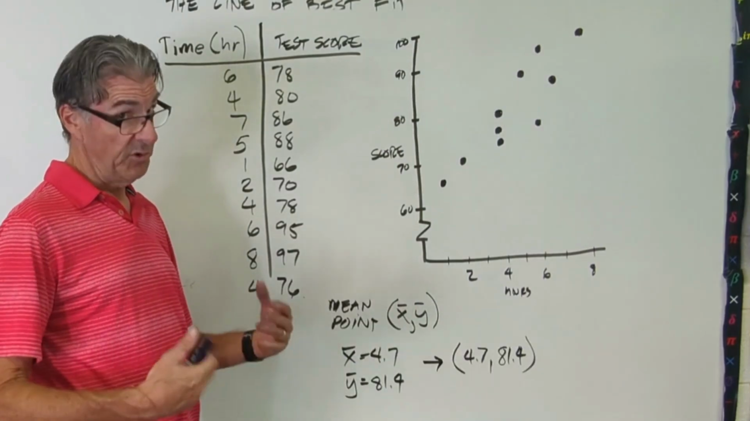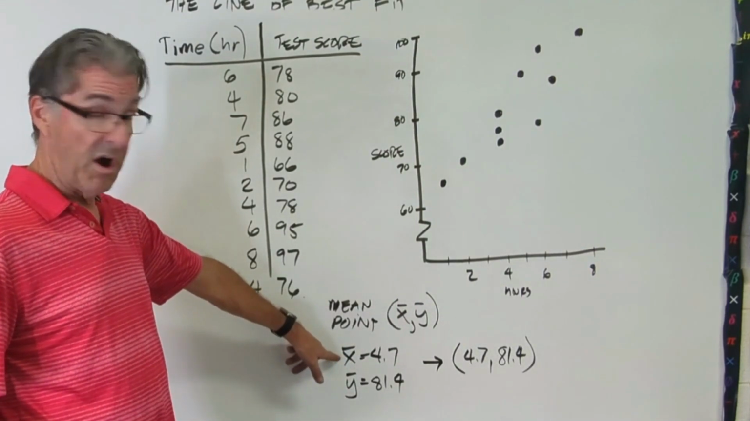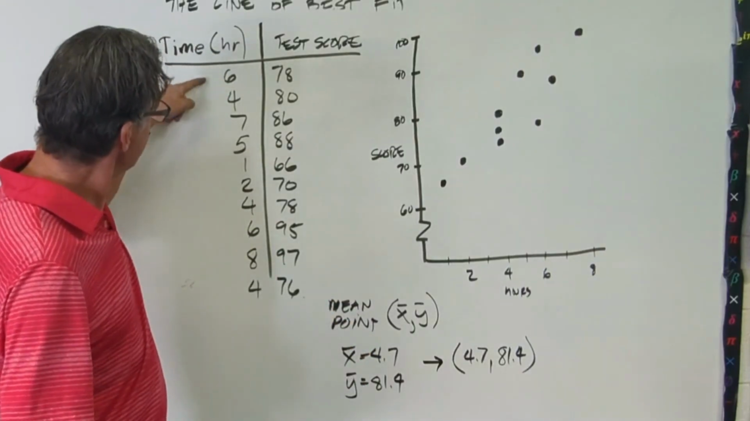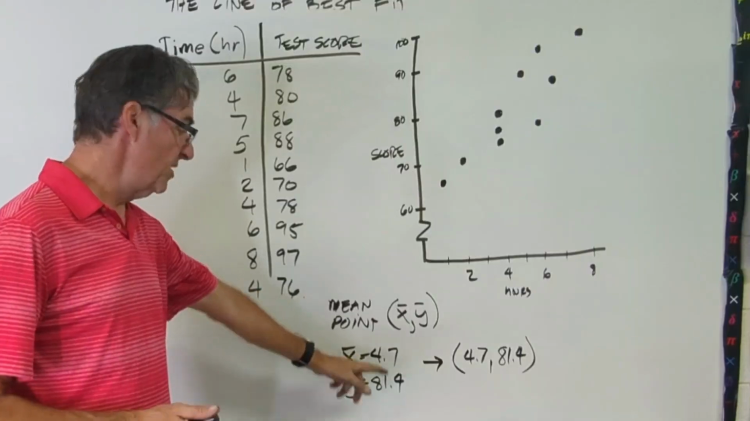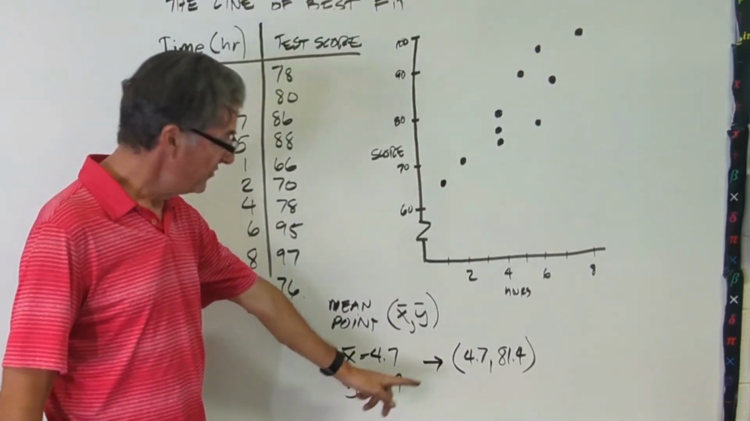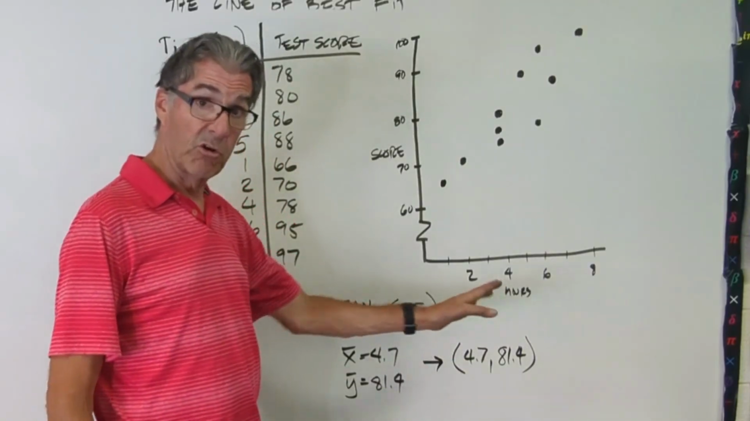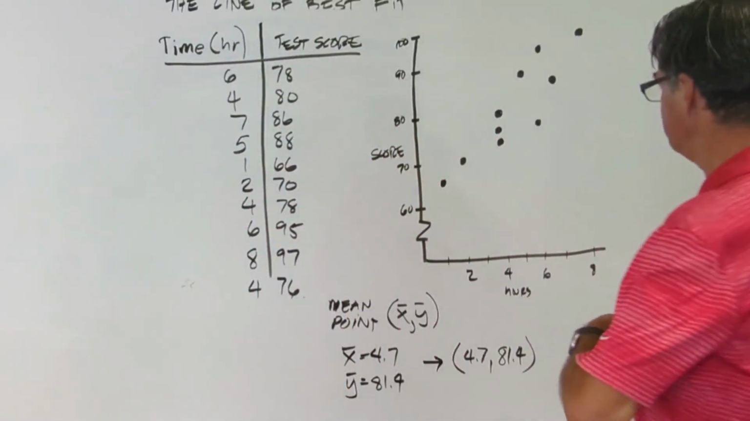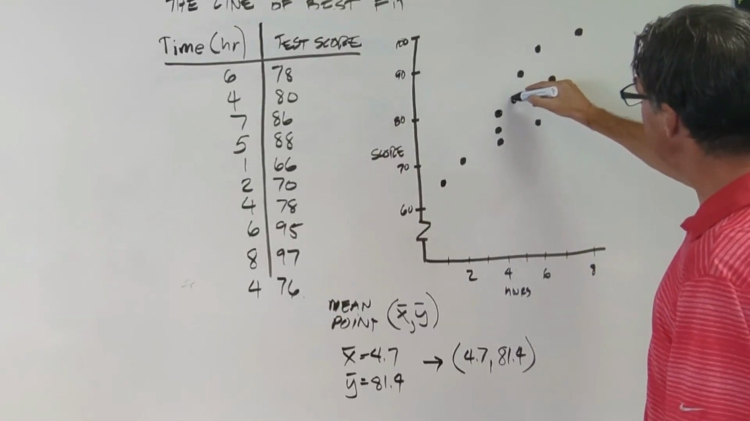So what I did is I just pulled out my calculator and did my calc on my x bar, and I got 4.7 for the average of the time spent. So the average time spent studying was 4.7 hours, and then the average test score was 81.4. So the mean point is this, 4.7, 81.4. So we're going to graph that. So 4.7, right about there, and then 81.4, that's right about there.